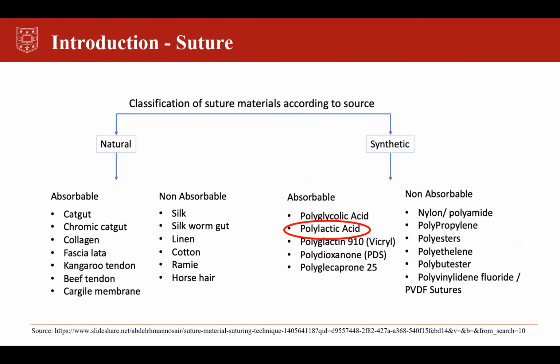And then we can look at the classification of suture. Generally, suture can be divided into 2 groups based on its source. One is natural and the other is synthetic. It can be further classified based on whether it can be absorbed. Here, in this lecture, we will mainly focus on polylactic acid as an absorbable and synthetic suture material.